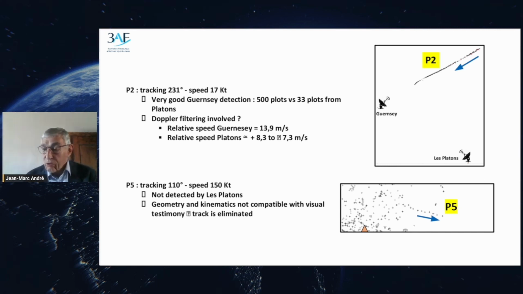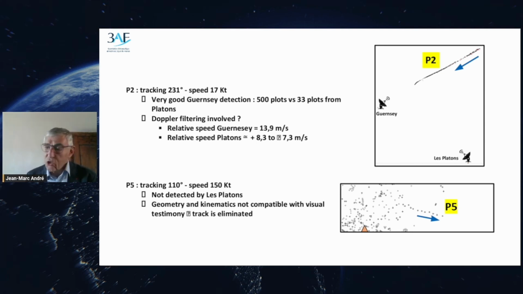P2 benefits from an abundant production of Guernsey radar plots. From 1333 to 1424, there are about 500 plots, while there are only 33 from Les Platons. The difference can be explained by the fact that the Guernsey radar is in the axis of the target trajectory, while the Platon radar sees the trajectory laterally. The relative speed is maximum for Guernsey, while it varies from +8 to -7 meters per second for Les Platons.